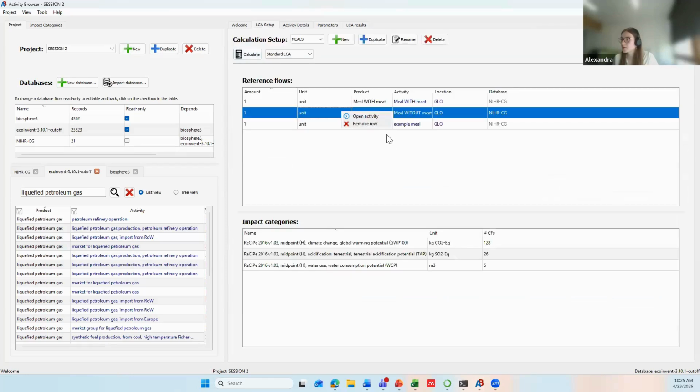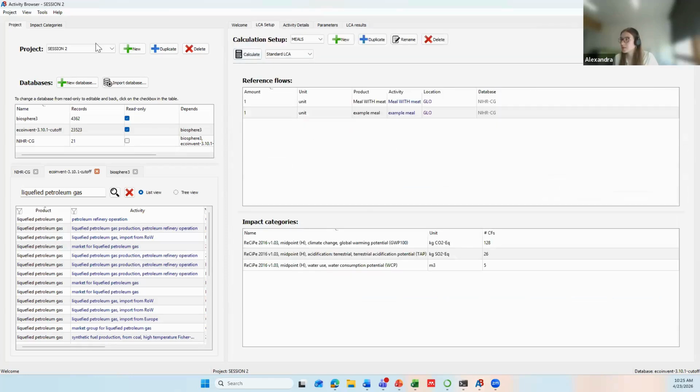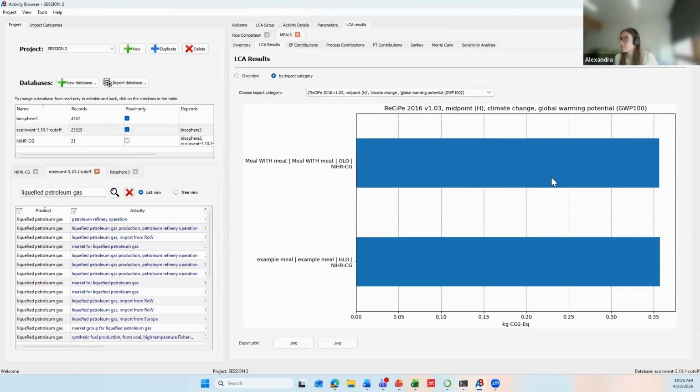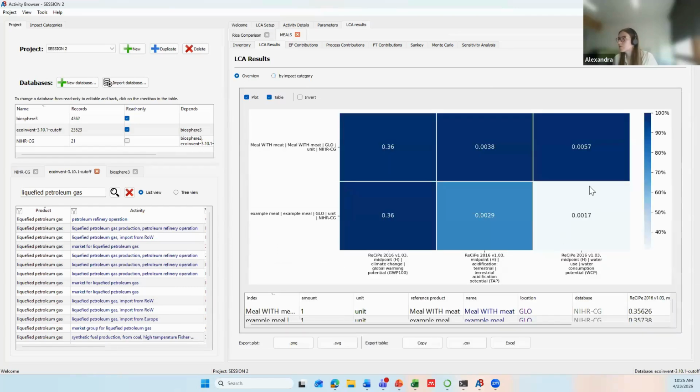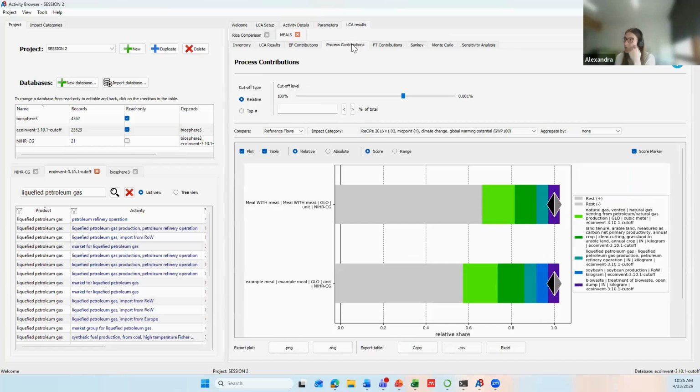We'll delete the meal without meat in this case because it's pretty similar. We'll redo it. Just having two is going to be a bit easier for comparison. Go into the overview. Interestingly, for example, you can see here global warming potential is similar, but for all the other metrics the meal without meat has better impacts. So now we would go into process contributions.